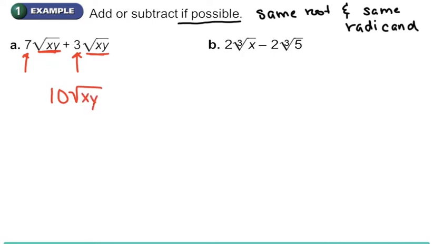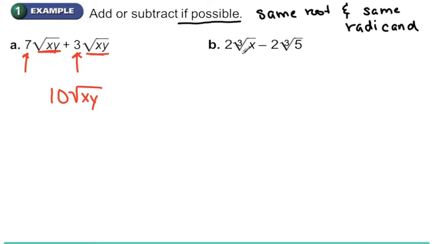Adding them together does not change it. This would be like having 7 square roots of xy's lying around, and you find 3 more square roots of xy's lying over in your kitchen, and you bring them all together. Now you have 10 square roots of xy's. Corny, but it works, hopefully.